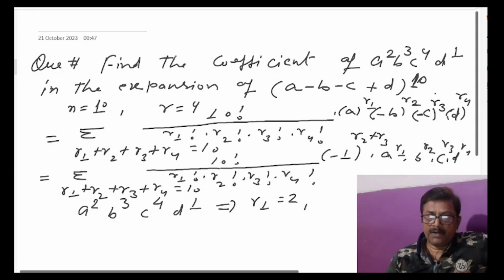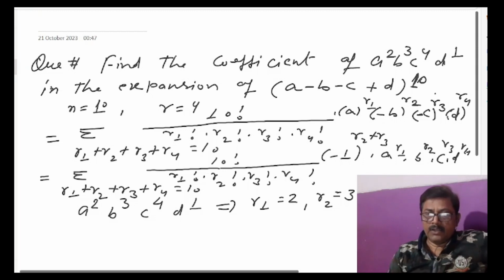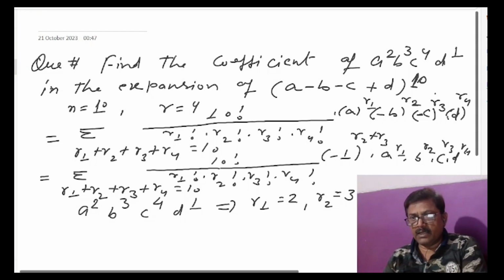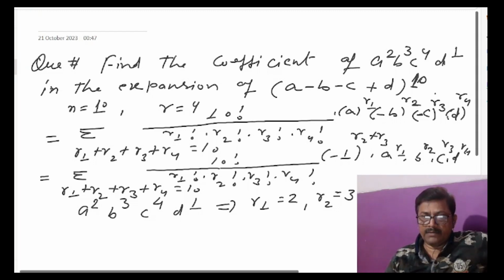Okay. Power of b is r2. So r2 should be equal to what? 3. Correct. Power of c is r3. So our r3 should be equal to 4. Correct. And r4 should be equal to what we want? 1. Okay. So these are the values of r1, r2, r3, r4. When we take these values, we will get our required coefficient. Okay, we will get the term of a square, b cube, c4, d1. So put these values of r1, r2, r3 in our formula.